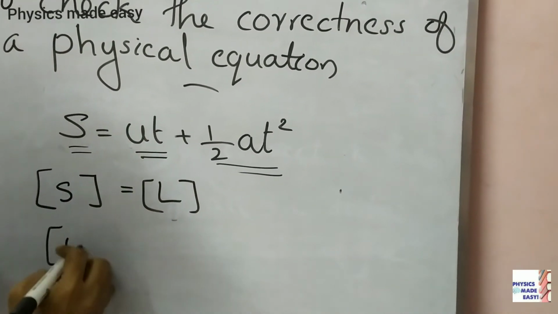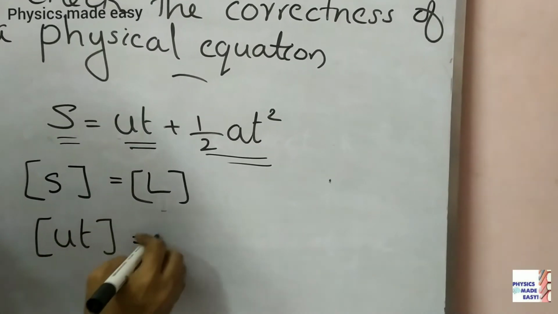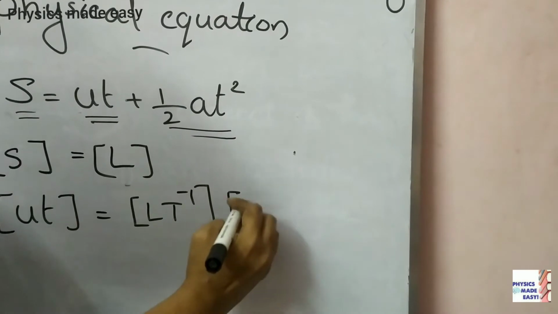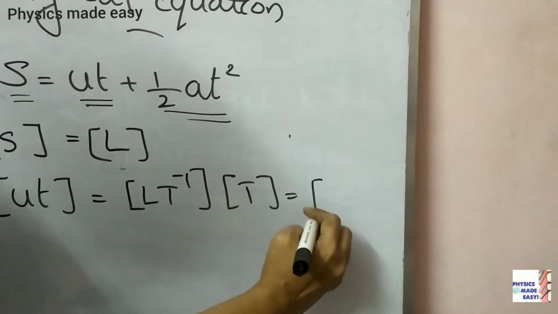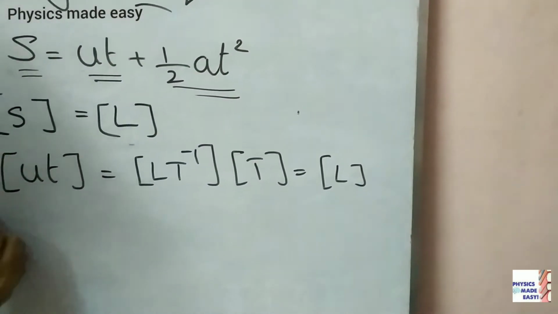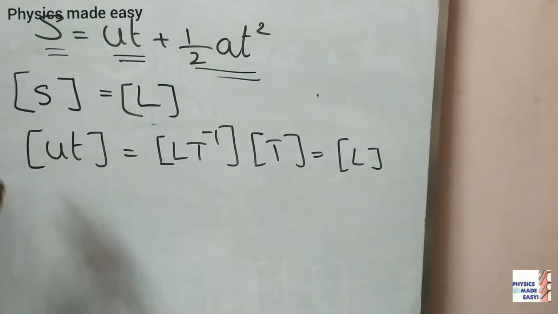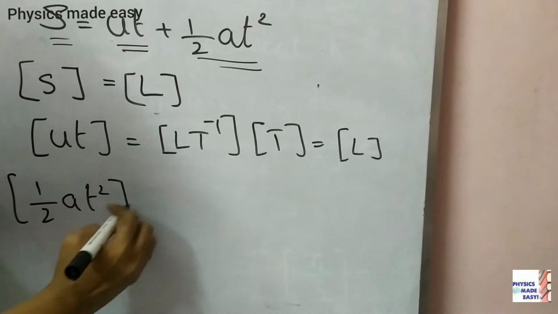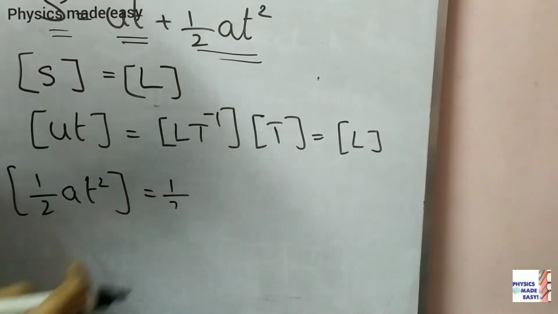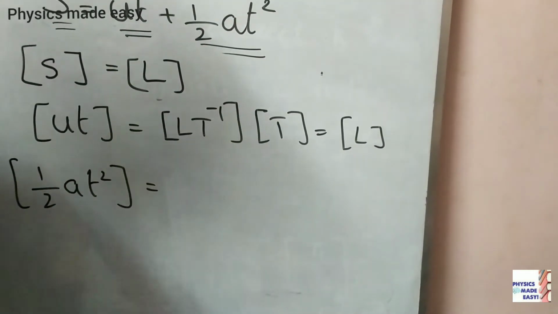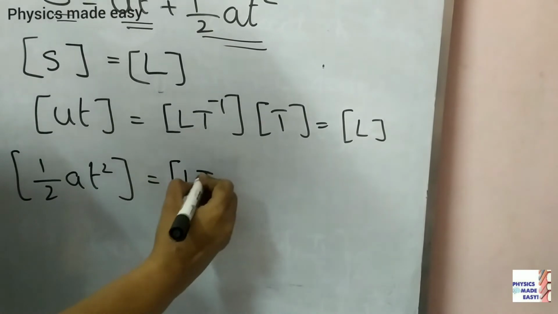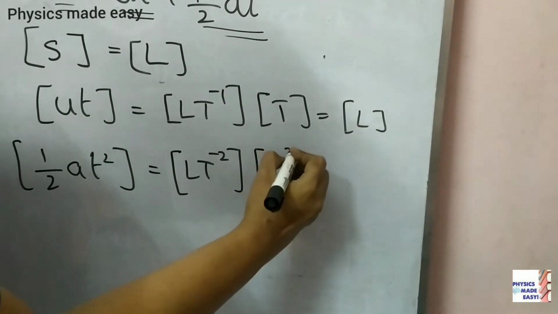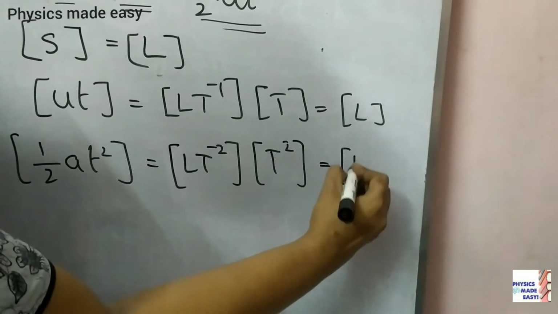Now, for ut, how can we write? You know, u is the initial velocity. So, LT raised to minus 1 into T. Here you can see that also L now. Then, half at square. So, for that, we can write half at square. Here it is half, no need to write the half there. Then for acceleration, LT raised to minus 2 into T square. Here you will get that L.